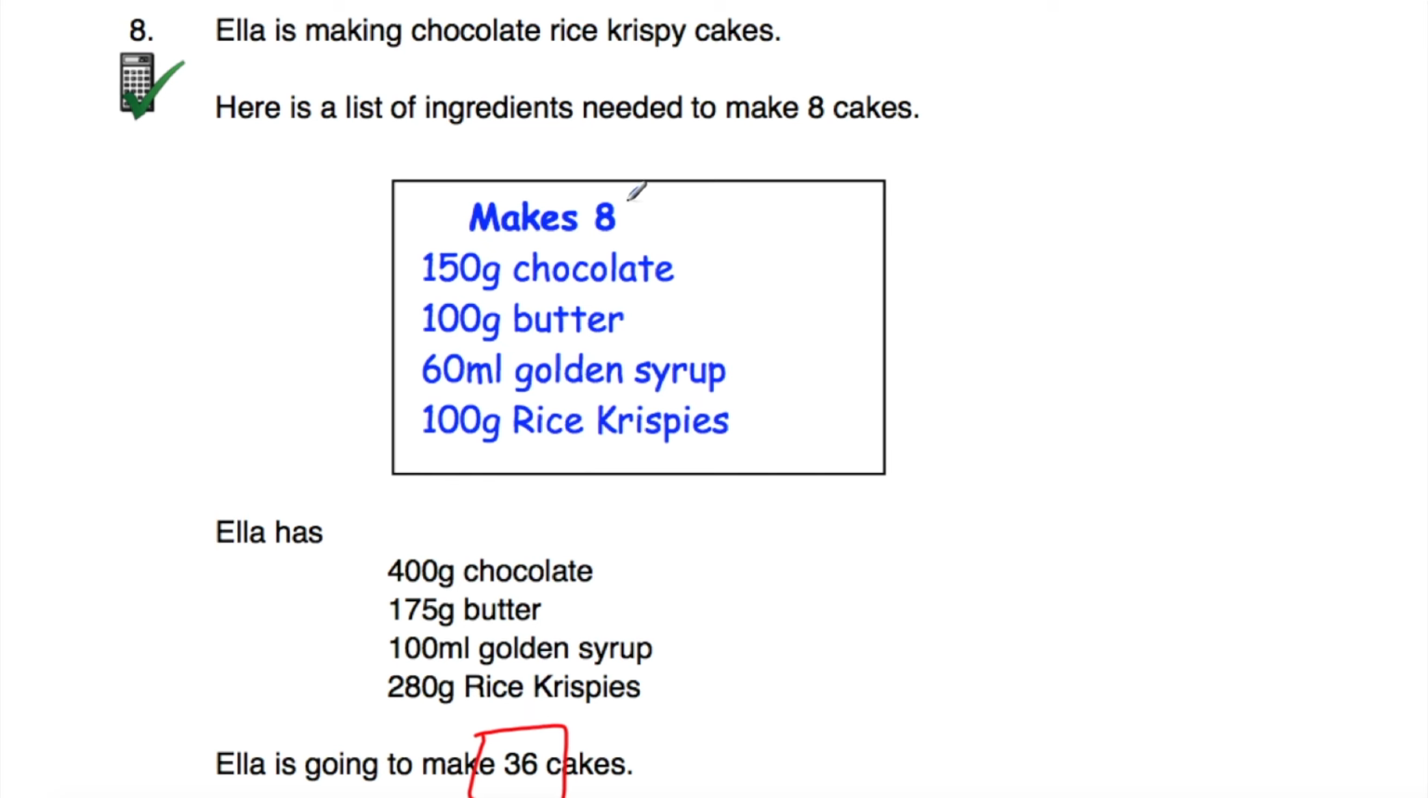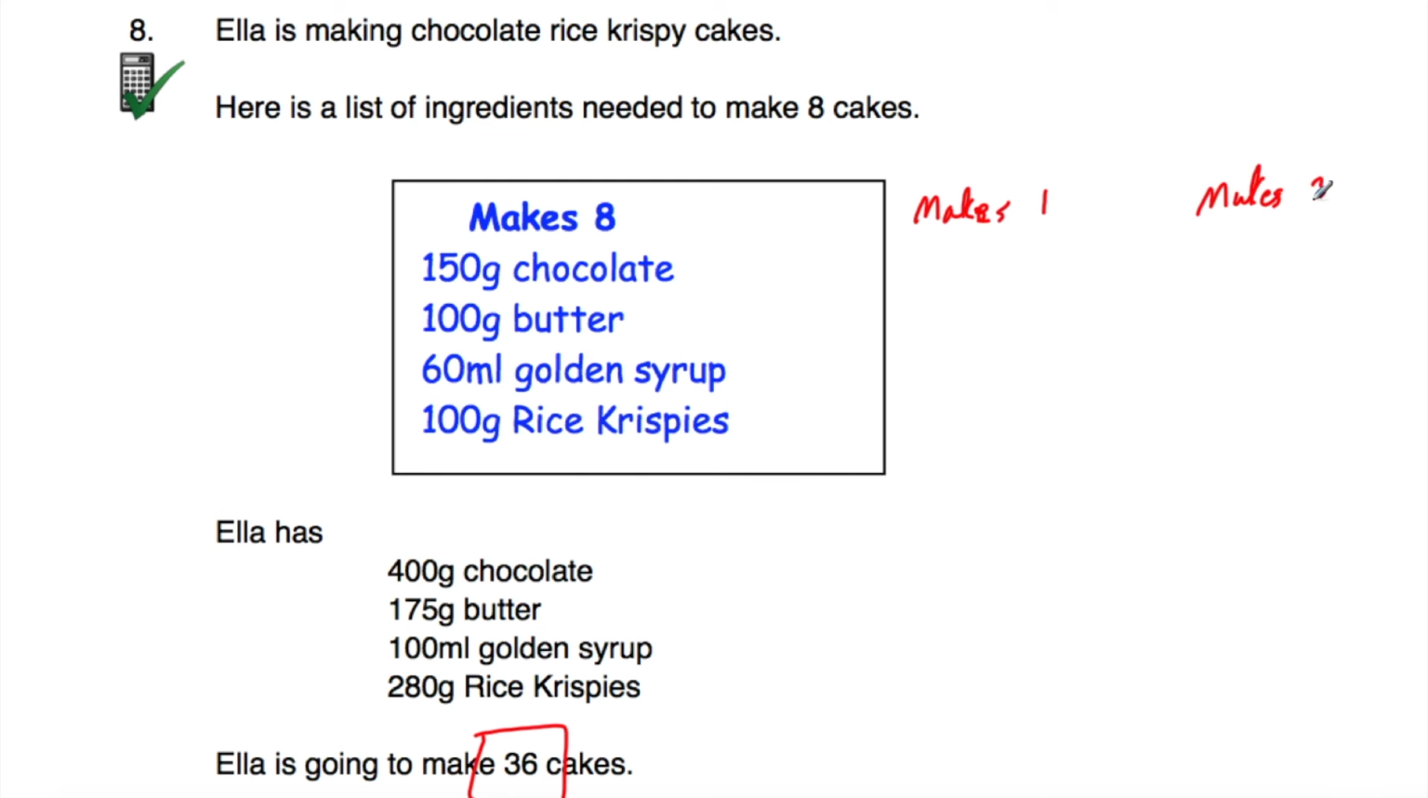Another approach would be to say, well, if she wants to make 36 cakes and this is a recipe for 8 cakes, we could take the 36 and divide it by 8, and that's 4.5. So then she needs 4.5 times more of each ingredient. So you could times each of these by 4.5. And any of those approaches would work. Now, because it's a calculator question, I'm actually just going to divide each of these by 8. So I'm going to find 1 cake. So makes 1.